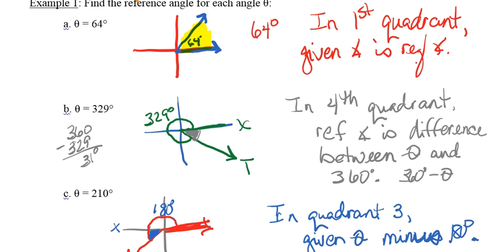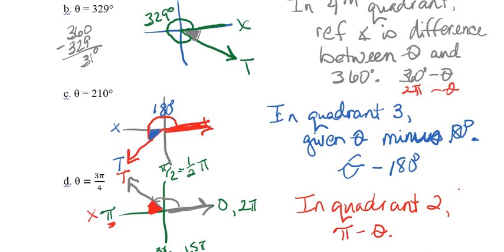In quadrant 1, it's the given angle, so that doesn't matter if we're in degrees or radians. The fourth quadrant, we're using 360. Just remember that 360 is 2 pi, so if your given is in radians, do 2 pi minus theta. In quadrant 3, it was theta minus 180. Well, 180 is pi, so in this quadrant you would do theta minus pi.